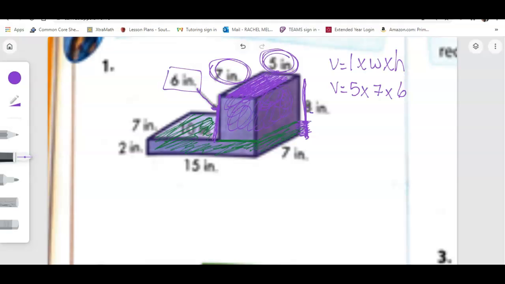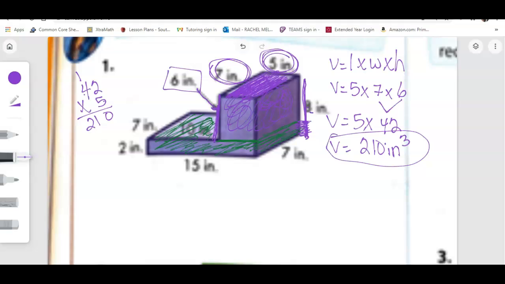I know that 7 times 6 is 42. I do not know 42 times 5 off the top of my head, so I'm going to do the math. 5 times 2 is 10. 5 times 4 is 20, plus 1 is 21. So the volume of this shape is 210 cubic inches. I put that here, 210 cubic inches. Now let's find the green.